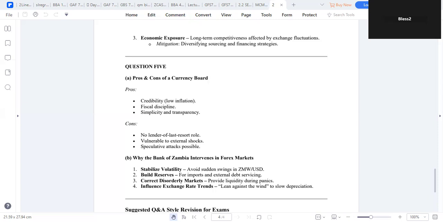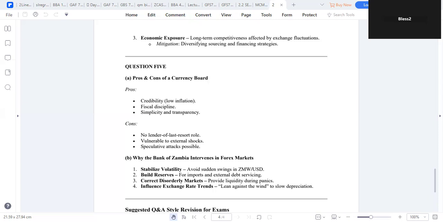So, in a nutshell, what I can say is that these currency boards are there to offer benefits of credibility, fiscal discipline, and transparency, which can stabilize inflation and also promote confidence. However, they are sometimes rigid and they prevent emergency lending. They also leave the economy vulnerable to external shocks and speculative attacks. So in Zambia, the flexible interventions of the Bank of Zambia allow stabilization of the kwacha, building reserves, and correcting disorderly markets, thereby influencing trends whilst maintaining some policy flexibility.